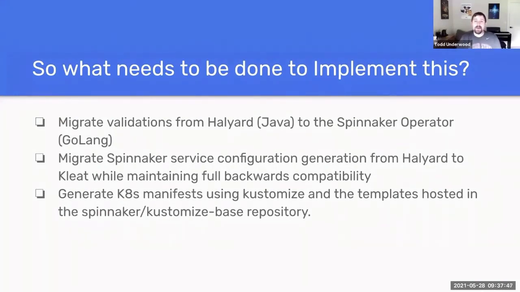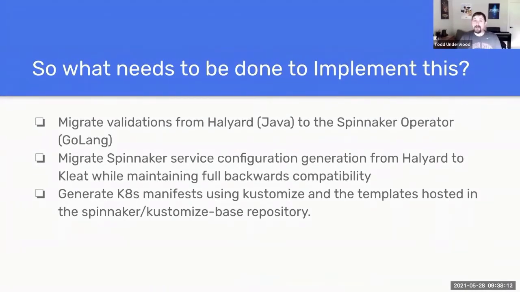And then lastly, we need to migrate the generation of the actual Kubernetes manifests from Halyard to using the new Kustomize base repository that the Spinnaker community has provided. So with these 3 things, we can completely remove Halyard and replace it with Cleat and maintain full backwards compatibility to the current operator. So why are we having this conversation?